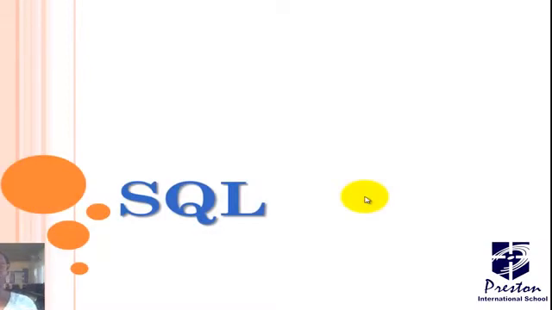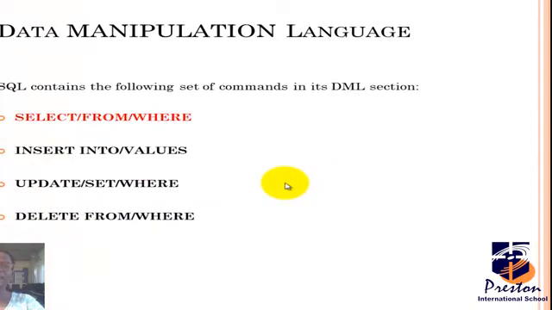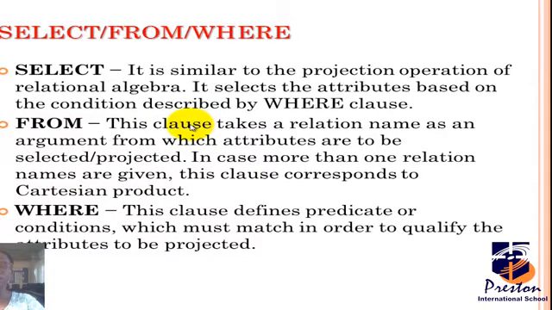We're still on SQL, but today we'll be working on another command in the data manipulation language, and that is the select from where command. This command is used to pull out attribute data from a database or a table in a database. So we're going to see how we'll use this query to get some information from our database.